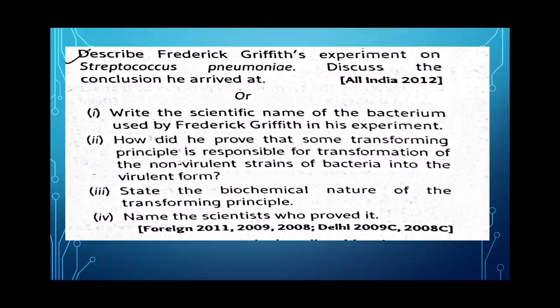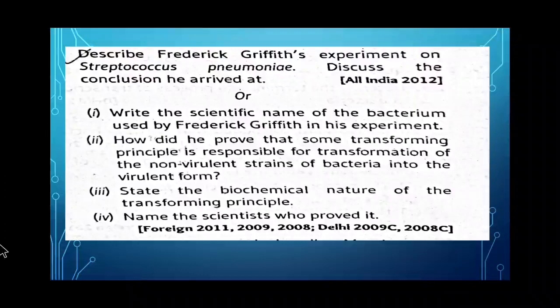Okay, now again it is written, write the scientific name of the bacterium used by Frederick Griffith in his experiment. So in his experiment he used Streptococcus pneumoniae. Okay, how did he prove that some transforming principle is responsible for transformation of non-virulent strains of bacteria into the virulent form? So here again you have to describe it. Okay, this is of 5 marks.